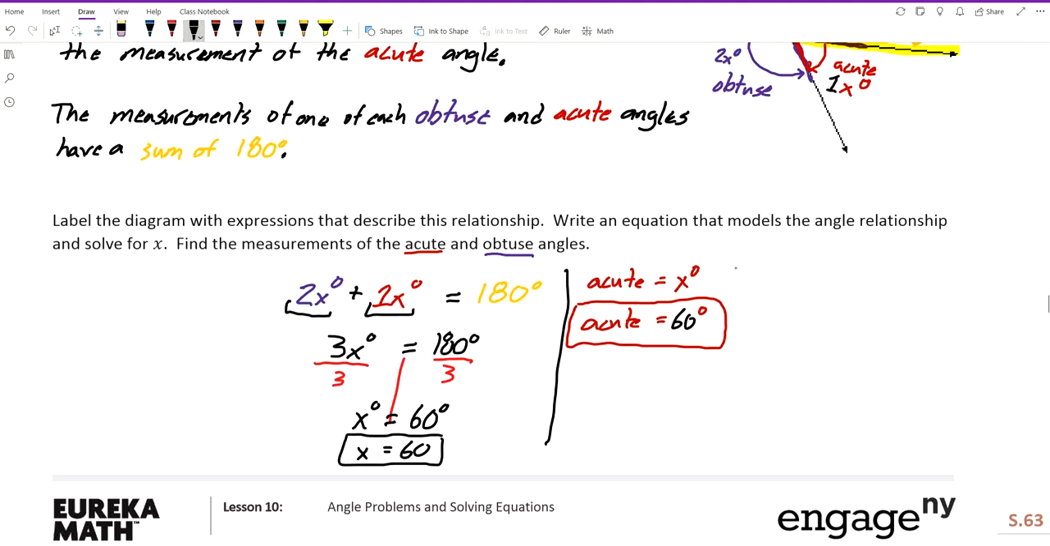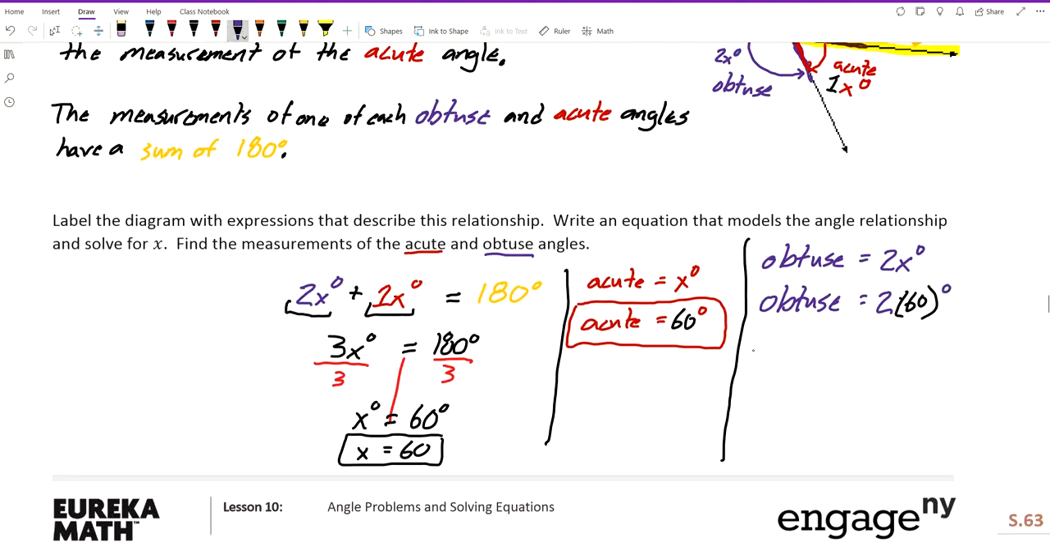Easy enough. The obtuse angle just takes one more step of work, because remember, the obtuse angle equaled 2x degrees. So the obtuse angle equaled 2 times 60. So finally, the obtuse angle equals 120 degrees.